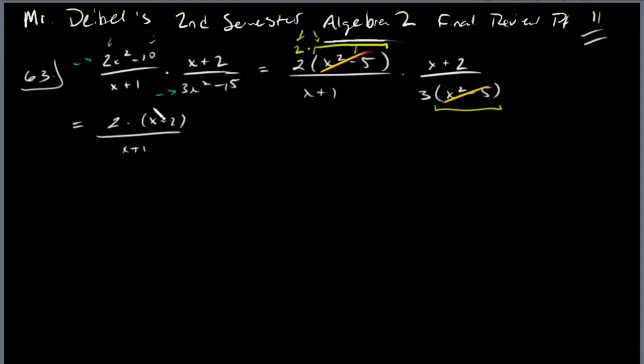Now, this can't be simplified any further. If you wanted to really simplify your response, you would distribute the 2 in, and that would get you 2x plus 4 over x plus 1. I don't care if you do it this way, leave it like this, or leave it like this. Something you don't want, though, is 2x plus 2 over x plus 1. You don't want that. That's not true. You'd have to distribute to both. All right, so there's your problem done.